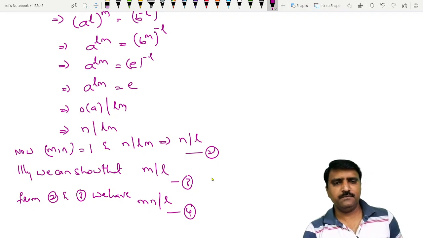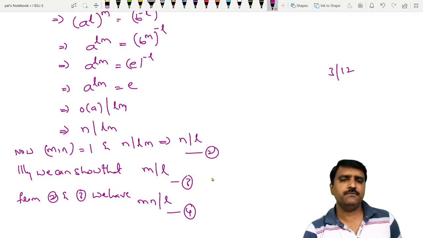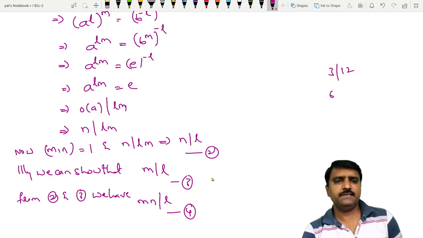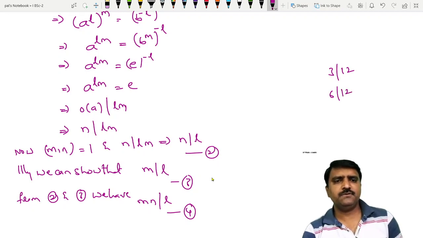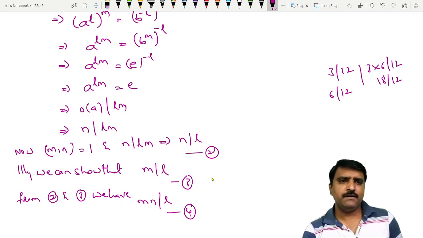Okay, I give one example. 3 divides 12, and 6 divides 12. Is this correct? 6 also divides 12. So is that 3 into 6 divides 12? 3 into 6 means it is 18. Does 18 divide 12? No, it is not possible. 18 does not divide 12.